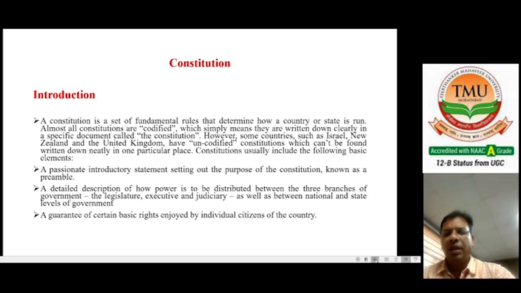And the judiciary is the third important organ of the government. The main objective of the judiciary is to resolve disputes between one department and another, as well as between a department and individual persons. Another thing a constitution does is guarantee certain basic rights enjoyed by the individual citizens of the country. That means every person has some fundamental rights they can enjoy. Nobody can take away their rights.